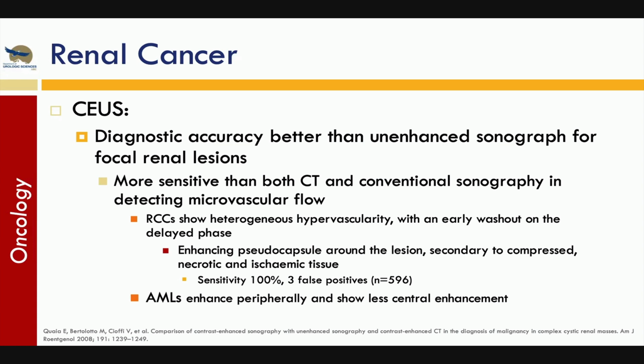Based on criteria from one of the European ultrasound associations, if a mass has an enhancing pseudocapsule, round lesion with an early washout, based on these criteria alone, they imaged almost 600 patients, had 100% sensitivity, and only 3 false positives, which is pretty good for an ultrasound with 0 radiation. And it's easy to differentiate against AMLs because they enhance peripherally and show less central enhancement.